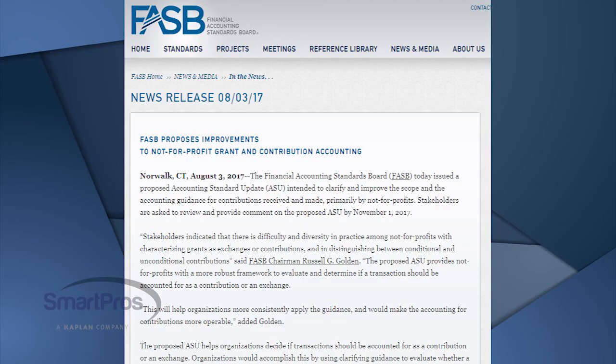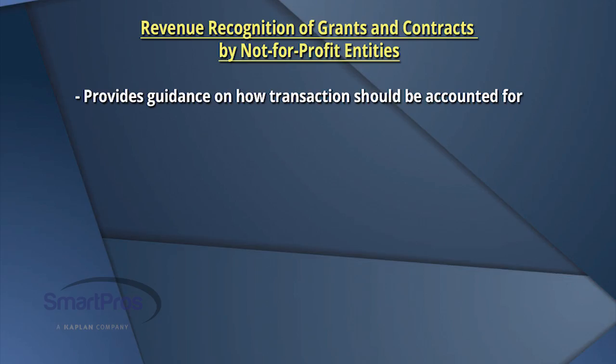Last month, in August of 2017, the Financial Accounting Standards Board issued a proposed accounting standards update, or ASU as people like to call it, clarifying the scope and guidance for grants and contracts received by not-for-profit entities. That may not be the exact title, but that's the thrust of it. And it's going to provide guidance as to how nonprofits can determine whether a government contract, or for that matter, a contract with any other sponsor, such as a private foundation, is a contract with a customer, or is it a contribution, and how to determine that.